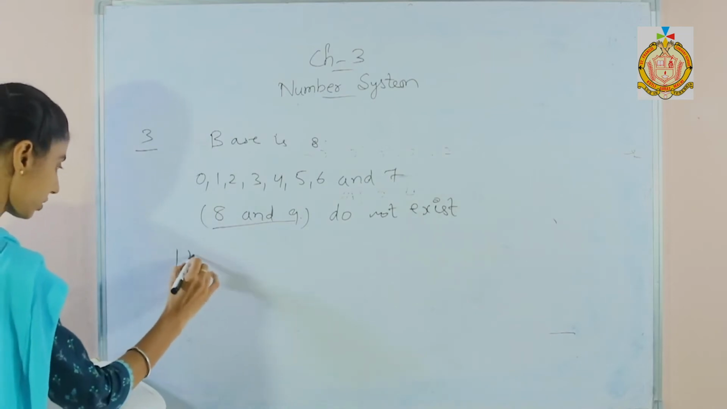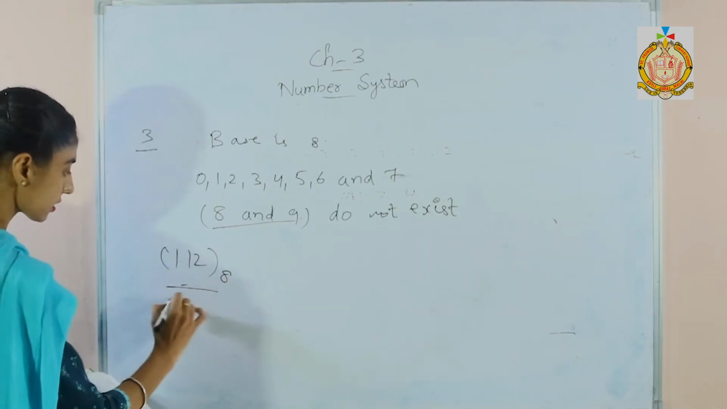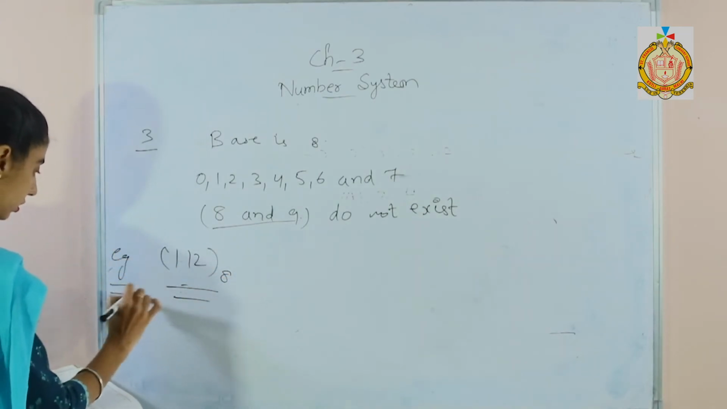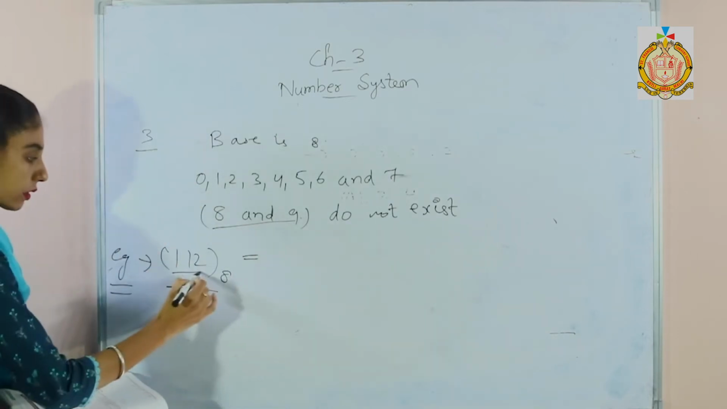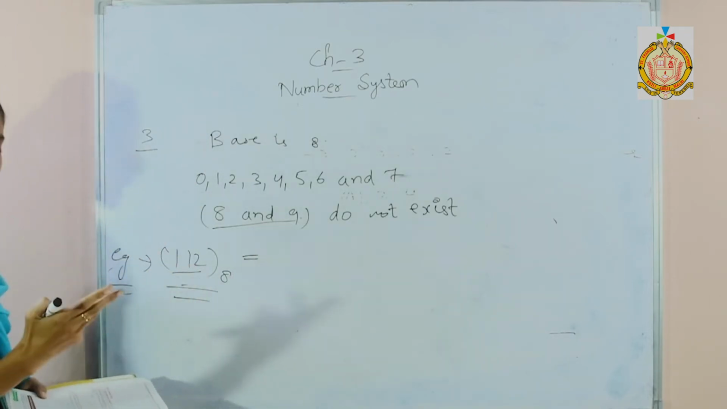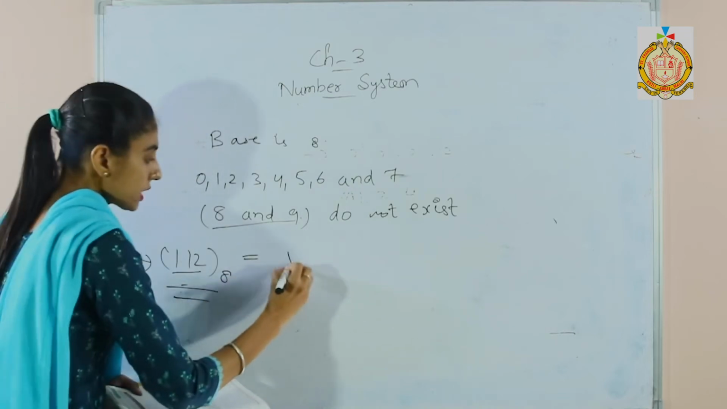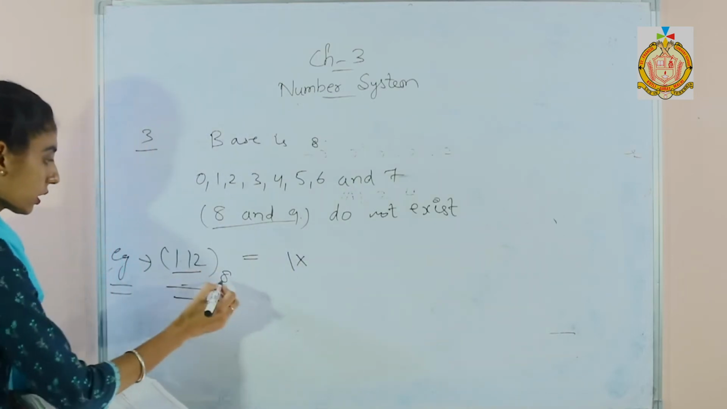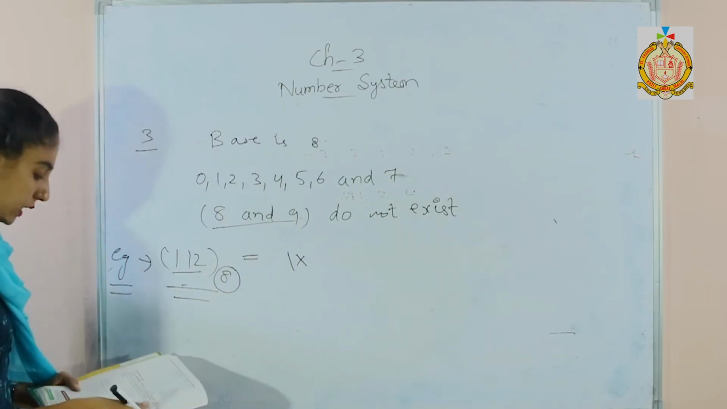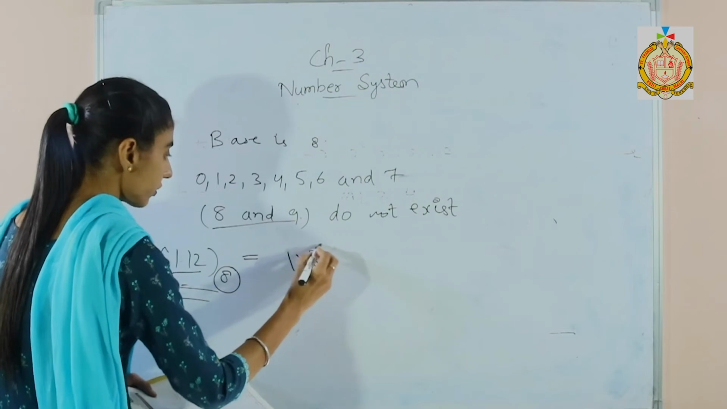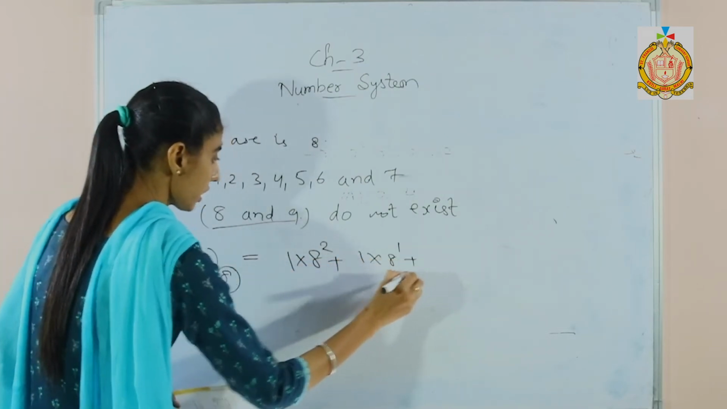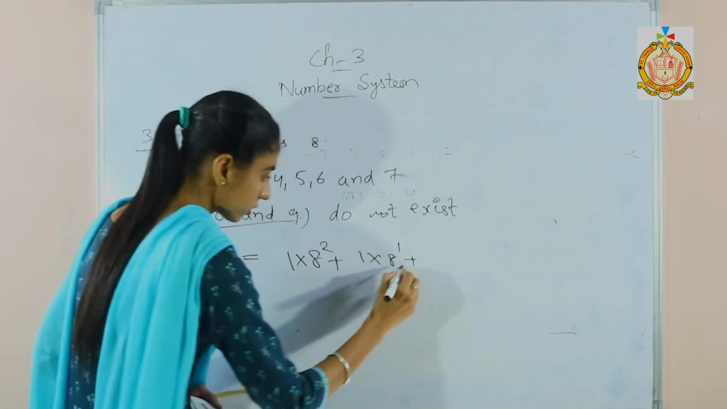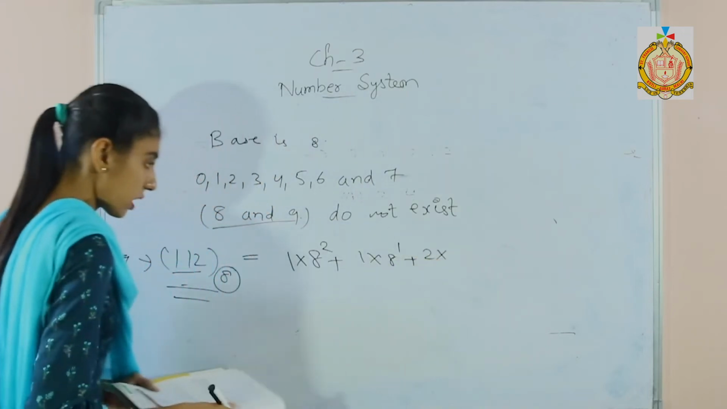Example: 112. Again here, how many digits are there? 3 digits, and 3 successive powers are here. So we will start from 1 into base 8. So multiply with 8 raised to power 2, then 1 into 8 raised to power 1, next 2 into 8 raised to power 0.